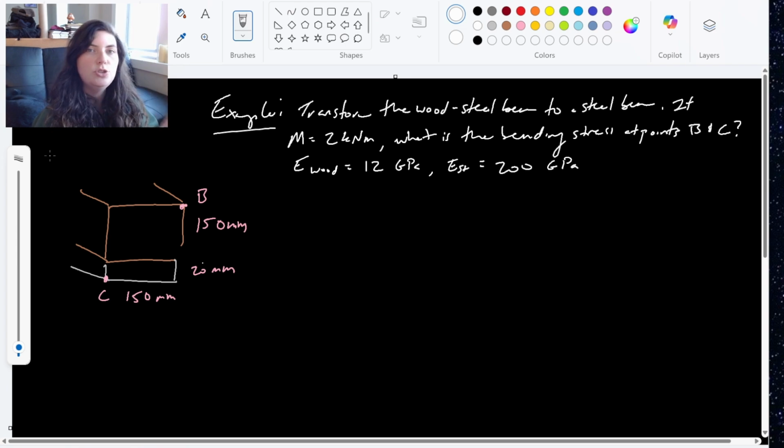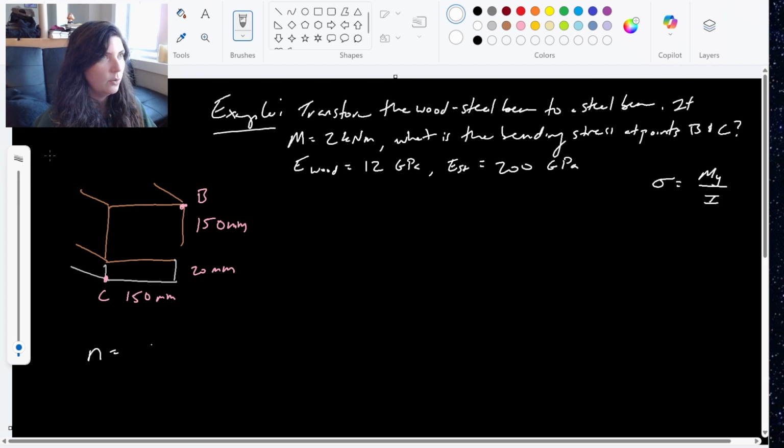So we've got two parts we're looking at here. One is to transform it to a steel beam, and then we're going to find bending stresses using our bending stress equation that we've been talking about: moment times y over moment of inertia. So first thing we need to do is transform this into just a steel beam. They tell us which one we're looking at, right? Just steel. So what we're going to do is use our transformation factor n.